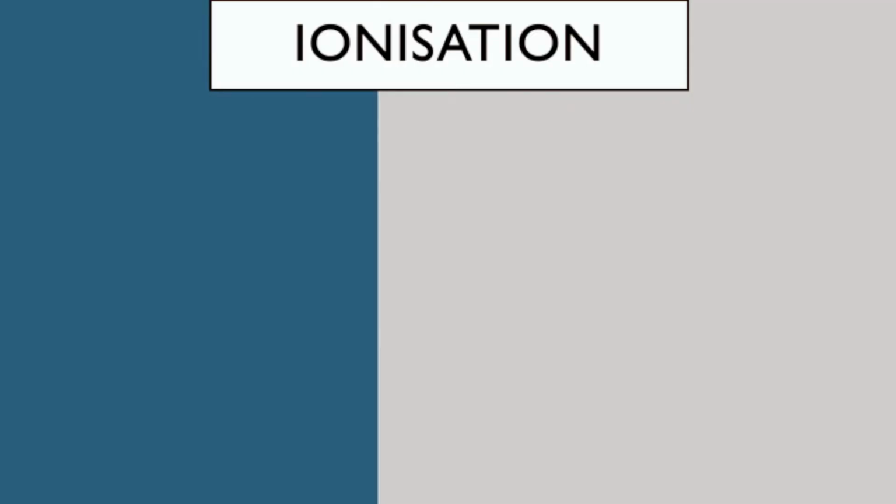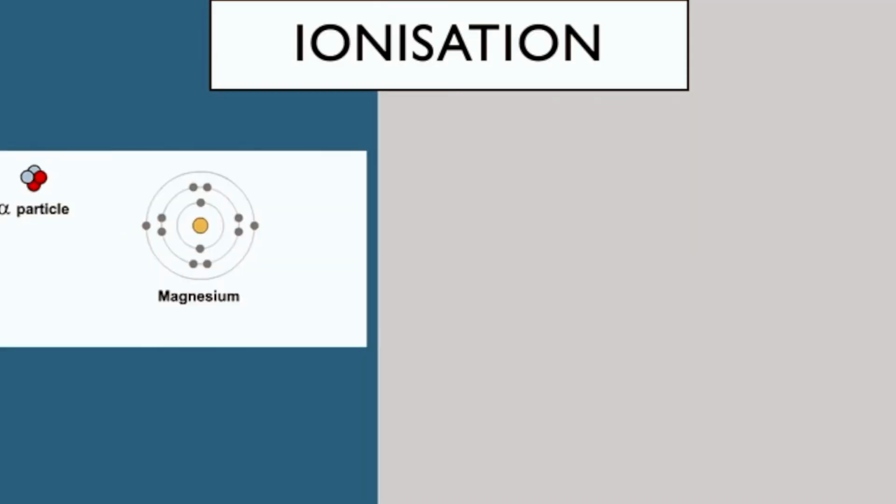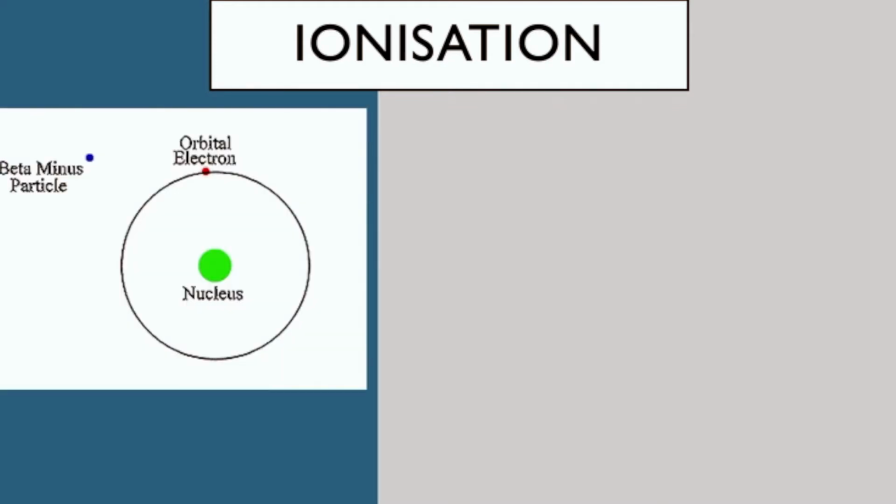Okay, so what is ionisation then? There's three different examples here of ionisation. Here you can see an alpha particle coming in and stealing some electrons from this magnesium atom. And as it does so, the magnesium atom has got fewer electrons than before. So there's an unbalanced number of electrons and protons, so the magnesium ion has become positive.